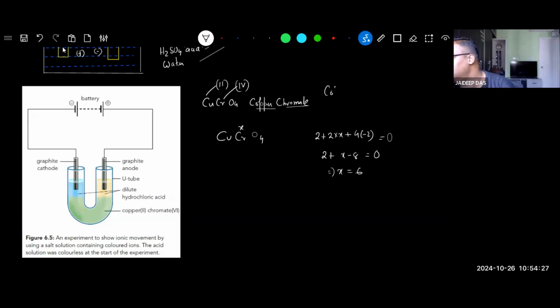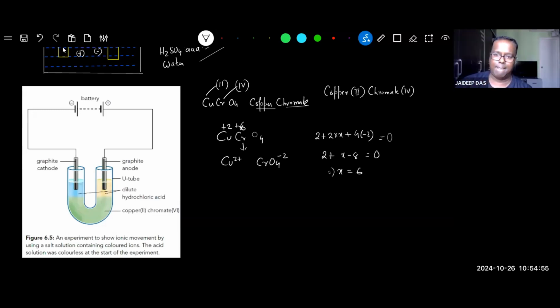So when you write this salt, your book will write it like this: copper 2. The 2 stands for the oxidation state of copper being plus 2, and then they will write chromate, and this will be written as 6. That means chromium is at plus 6. And if this dissociates, how will this dissociate? Cu plus 2, CrO4 negative 2. This is how it is going to dissociate. This is an example.